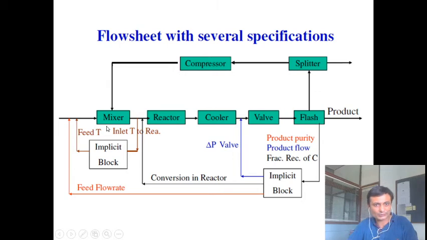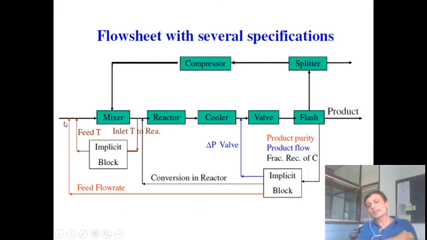Here what you can do is your inlet temperature can be controlled by the feed temperature. The fractional recovery of the product C can be controlled by the pressure drop across the valve, and the conversion in the reactor can be taken care of by product purity, and this can be taken care of by the feed product.